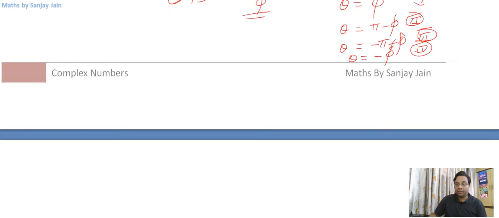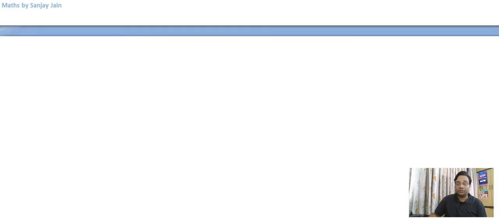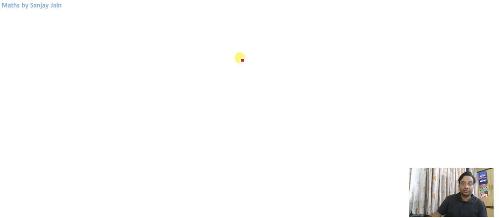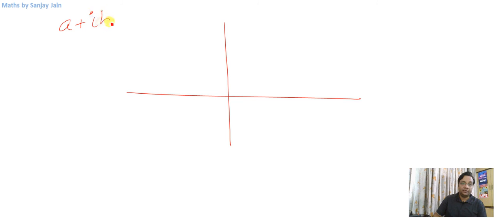Okay. Now let us talk a little bit about the conjugate of a complex number, then we will move ahead. When I said that this is a complex number z, what is its conjugate? We said that conjugate is just change the sign of the imaginary part. So it will be a minus iota b. Obviously a, b belong to real numbers.